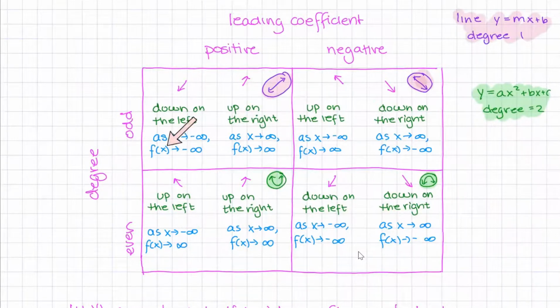And then f of x is the same thing as y. The y-axis goes up and down. So if I'm going to positive infinity, that means I'm going up. So f of x approaching positive infinity is up. f of x approaching negative infinity means down. And that's how you read all this blue stuff. So any questions about that?